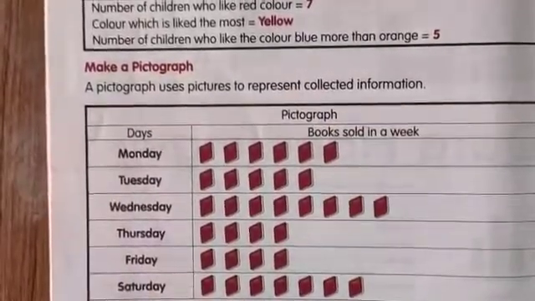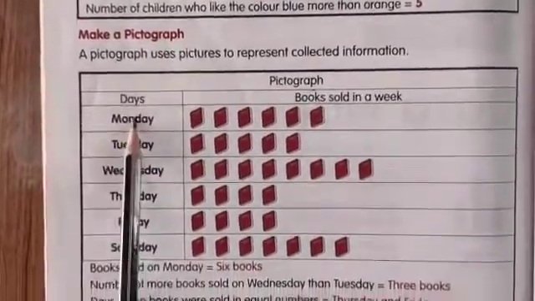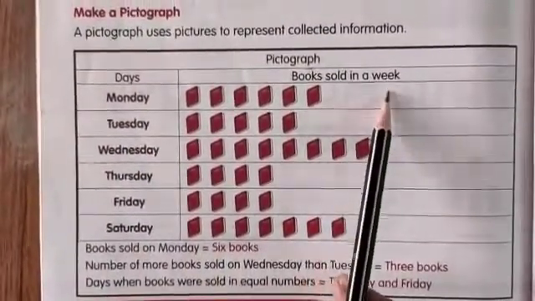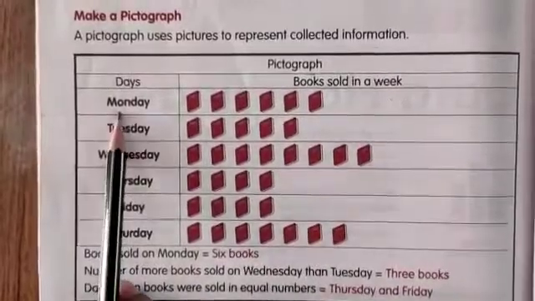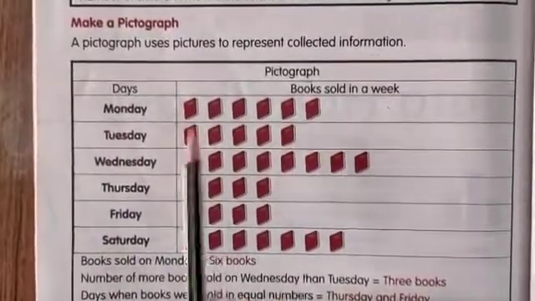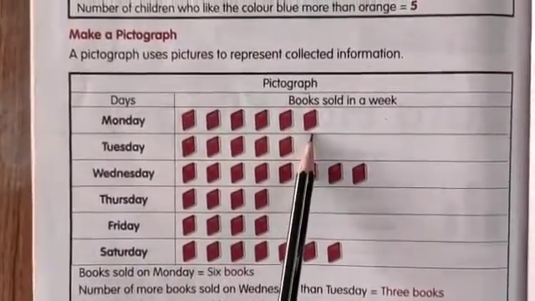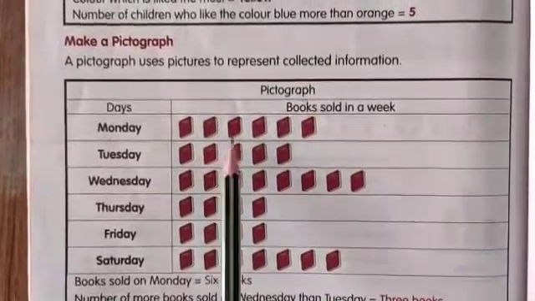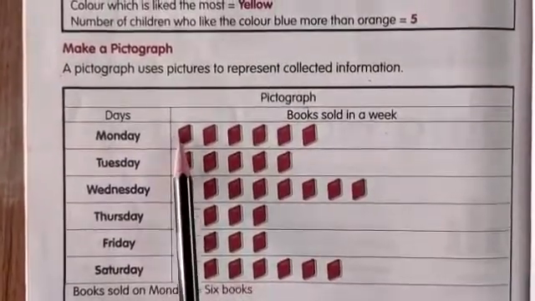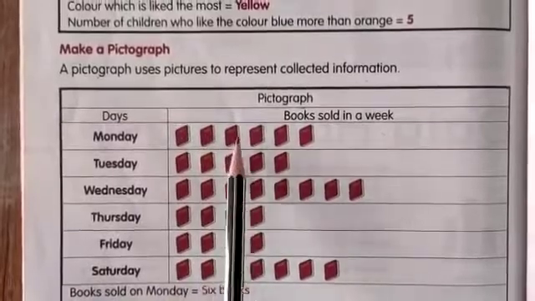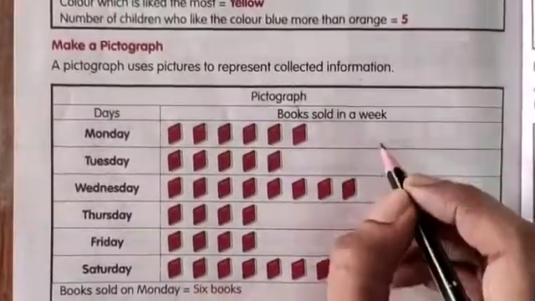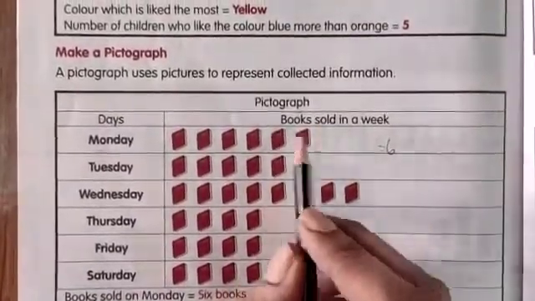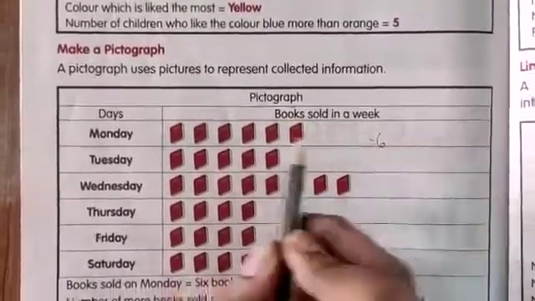So here they gave the table, pictograph, days and books sold in a week. So here Monday, how many books with the help of pictograph? Pictograph in the sense, we have to draw pictures. So here how many pictures are there? 1, 2, 3, 4, 5, 6. So books sold on Monday is 6.